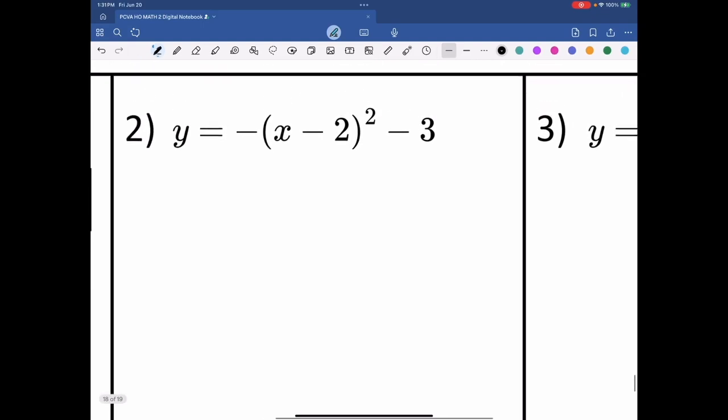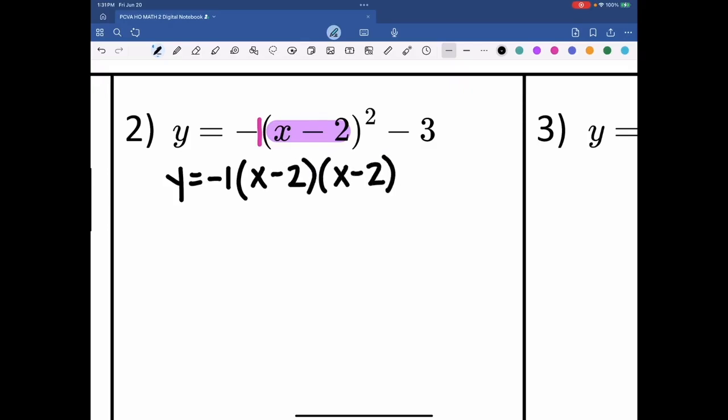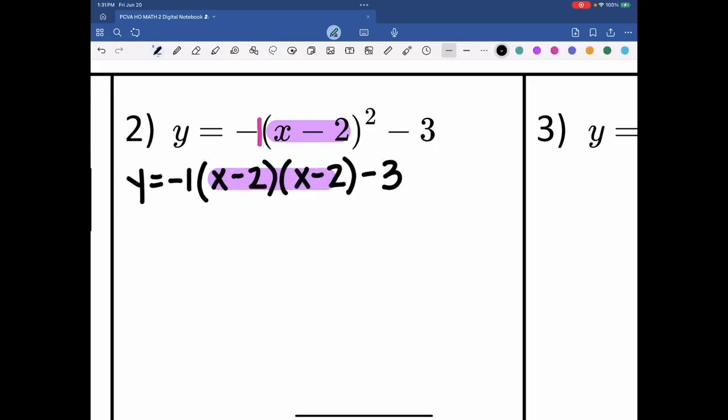Now, this one is very similar. The only thing you need to make sure you remember in a problem like this is that the negative in front means that there is a negative 1 there. And we are going to need to distribute that negative 1 into the problem once we multiply it. So I got negative 1 times x minus 2 times x minus 2, minus 3. So we're going to multiply those two parentheses together, and that's going to give us the quadratic that we need to distribute the negative 1 to.